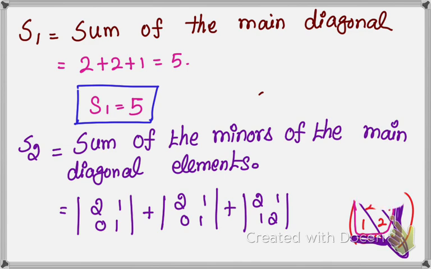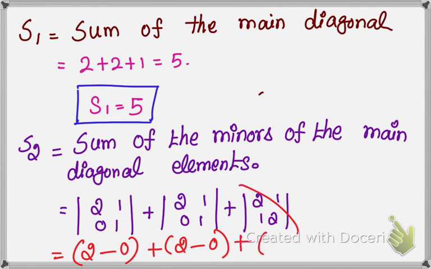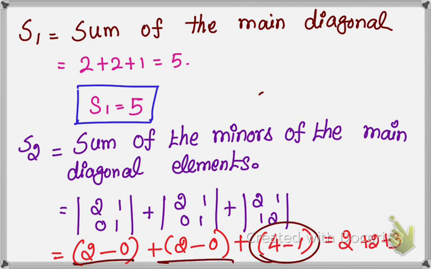Next, you are going to expand these determinants. First, you cross multiply. 2 times 1 is 2, minus 1 times 0 is 0. The second determinant: 2 times 1 is 2, minus 1 times 0 is 0. Plus here 2 times 2 is 4, minus 1 times 1 is 1. Now you are adding all. The first terms are 2 plus 2, and here 4 minus 1 is 3. So that is equal to 7. Therefore, your S2 value is 7.